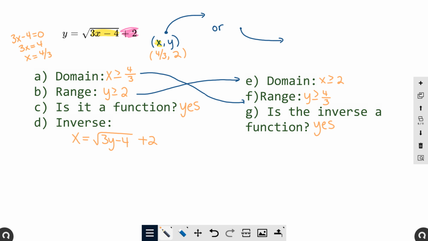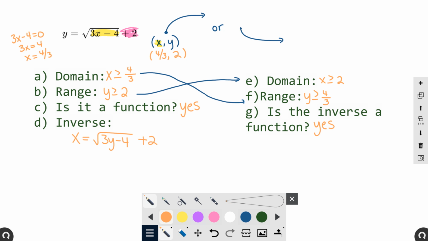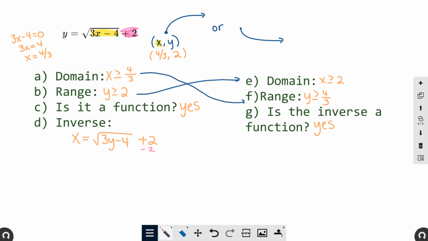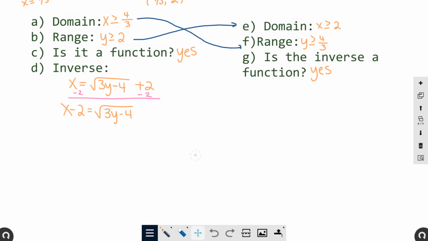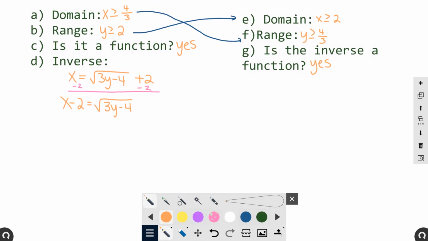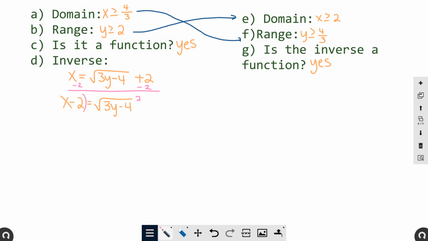So what am I going to do first? Subtract 2 on both sides. Very good. So x minus 2 equals the square root of 3y minus 4. You would have to square both sides.